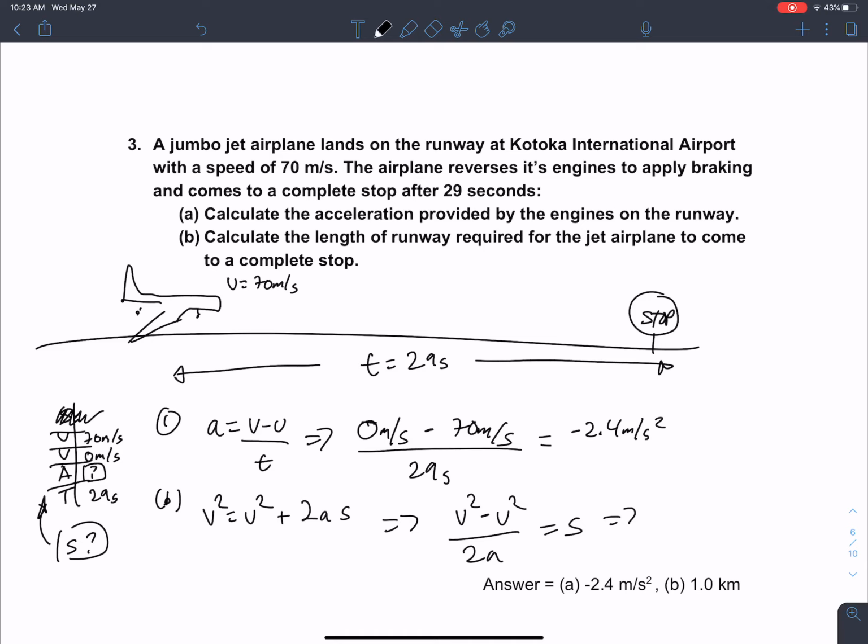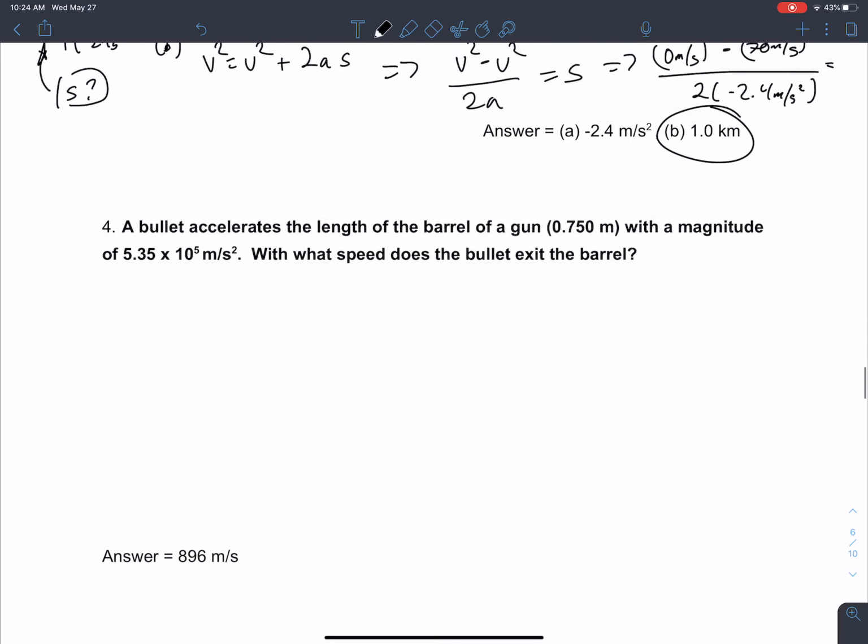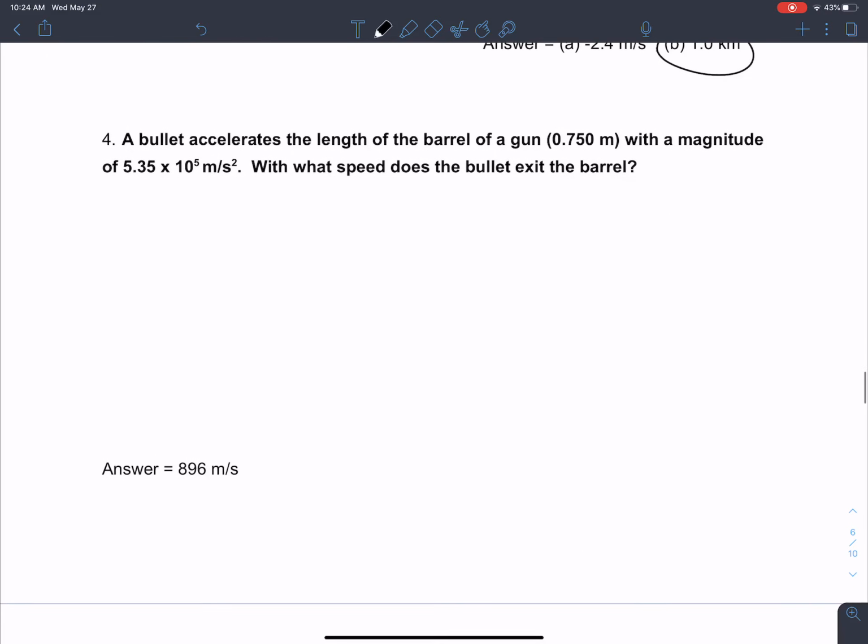And if I plug in all the values for that, V is 0 meters per second squared minus 70 meters per second squared divided by 2 times my negative 2.4 meters per second squared acceleration, and that should give us a value of 1 kilometer. All right, last one, and then we'll take a break.